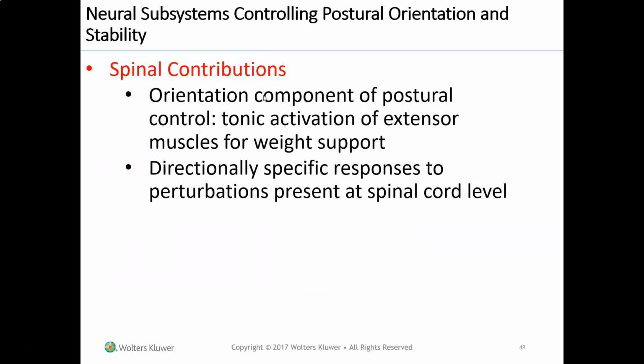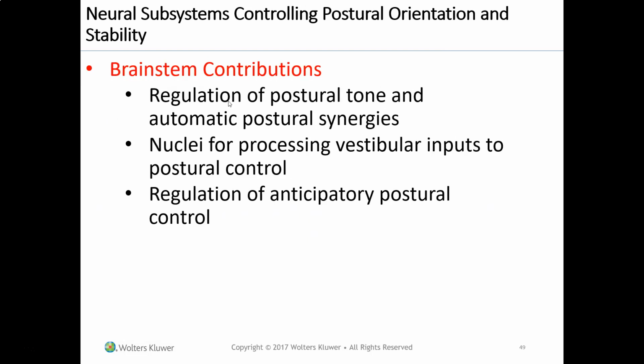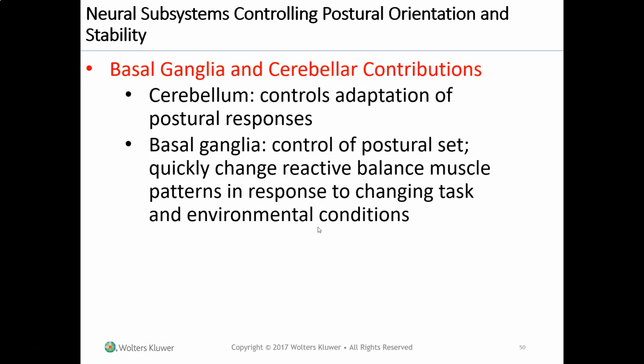Again, spinal contributions: orientation component of postural control, tonic activation of extensor muscles for weight support, directionally specific responses to perturbations present at the spinal cord level. So that's where the spinal cord is present. The brainstem handles regulation of postural tone and automatic postural synergies, the nuclei for processing vestibular inputs to postural control, and regulation of anticipatory postural control. So I might say, hey, if somebody has damage to the brainstem, then what's going to be affected? Static, reactive, or anticipatory? Then you can say brainstem, anticipatory. They're going to have issues with that.